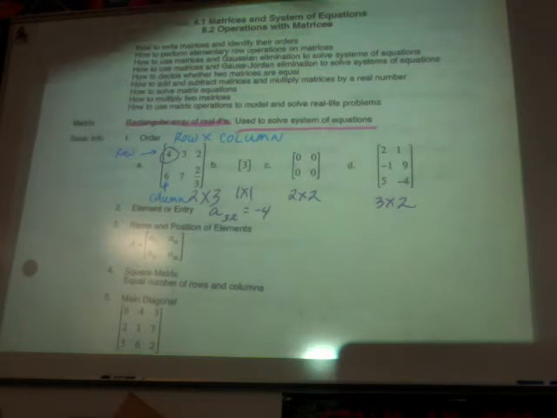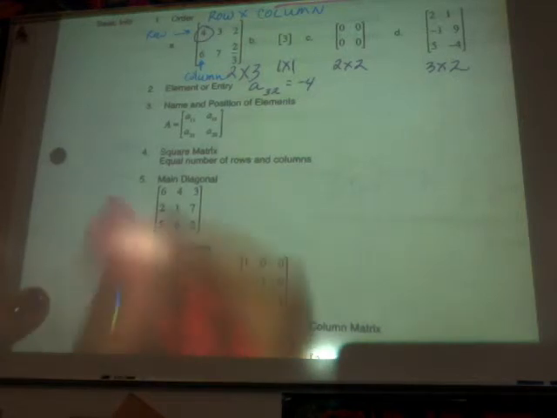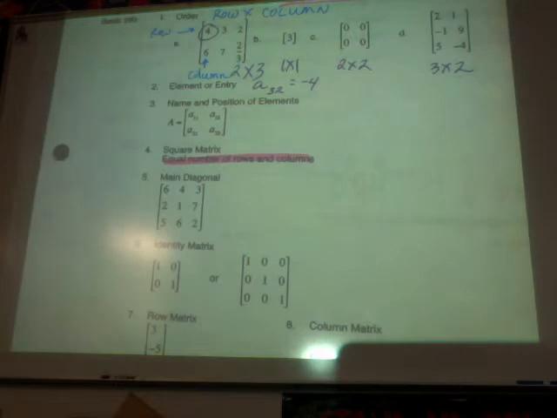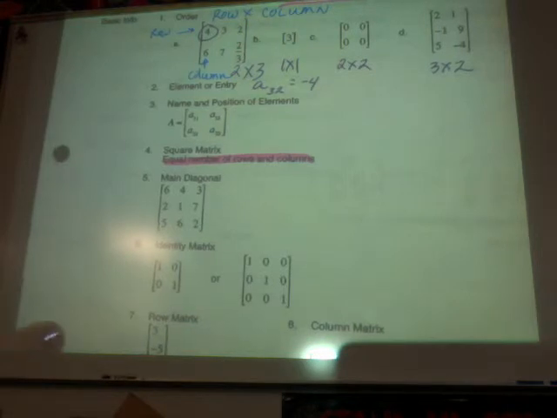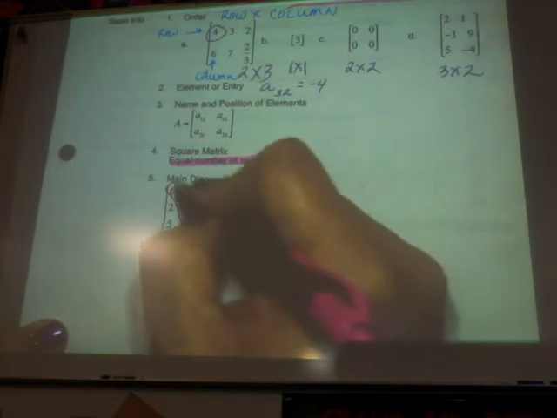All right, then a square matrix is just equal numbers of rows and columns. And which one above was a square matrix? C, right? And B also, correct? Then the main diagonal: all that is, you go from the upper left down to the lower right. This would be called the main diagonal.